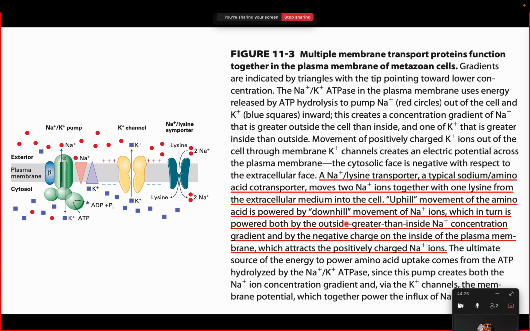Okay, so in the next class we are going to discuss again about the sodium potassium channel and action potential.